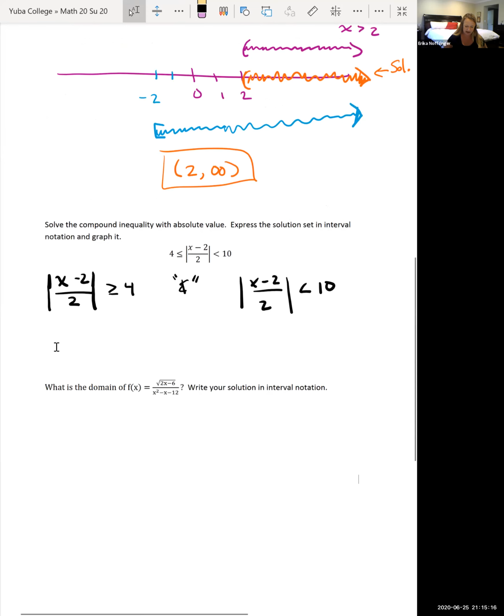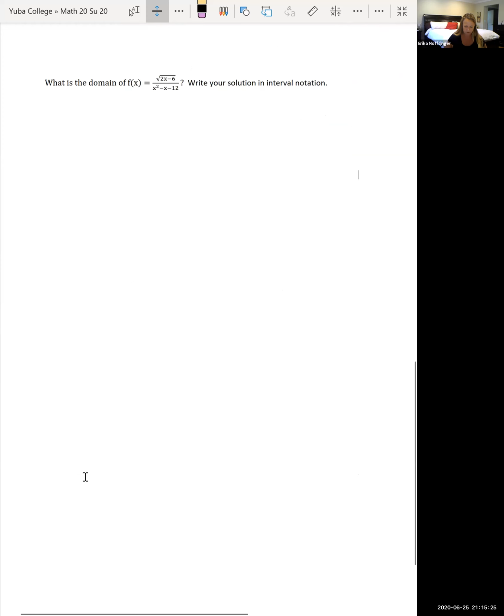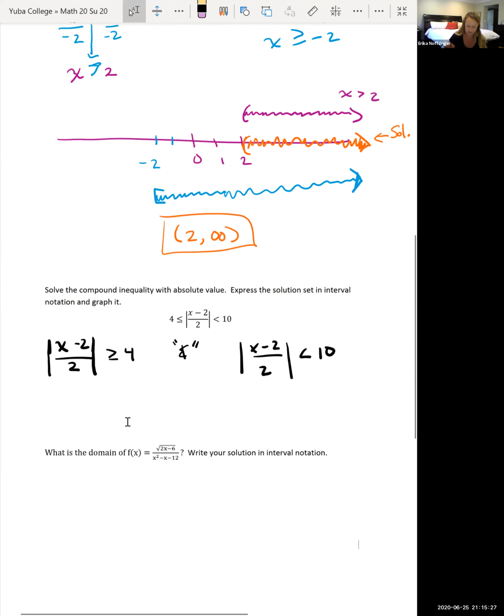I was hoping I could add space in here. Try that one more time. Okay, I can't add space.